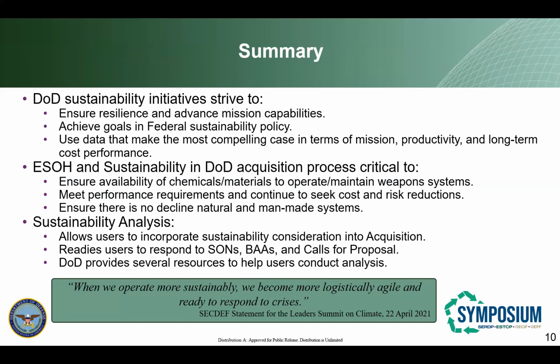Climate is a real thing. Being more sustainable, reducing the greenhouse gas footprint, and reducing certain chemicals and materials does make a difference. So our goals are the federal goals, but they actually are broader. And then we use that data to make the most compelling case in terms of mission productivity and long-term cost performance. Again, these help us avoid the valley of death.